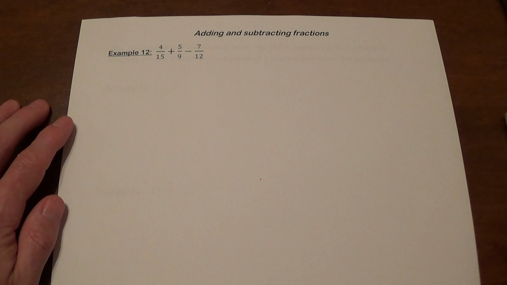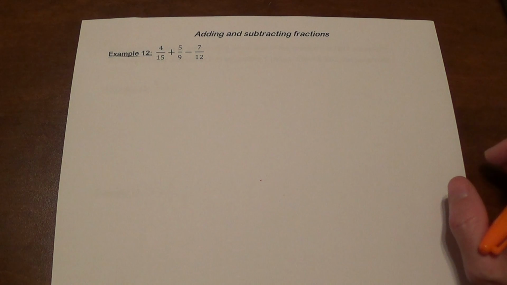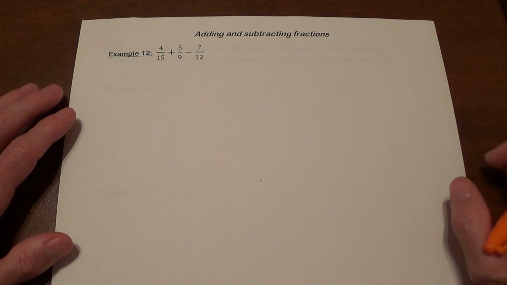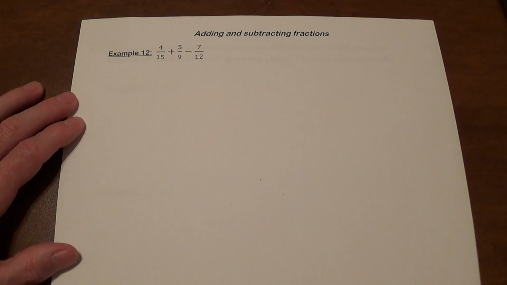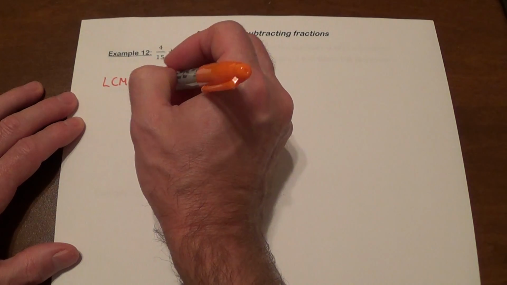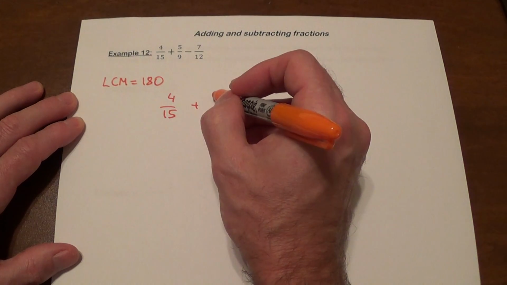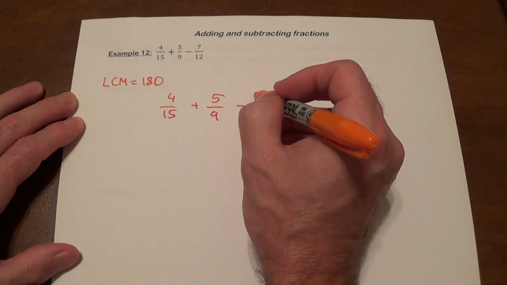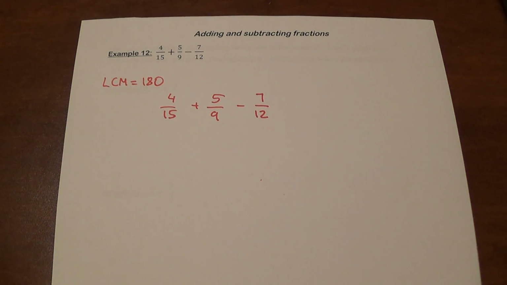Alright, now we have this example where we have three fractions. The challenge here is that you need to figure out a number that is divisible by all three numbers, 15, 9, and 12. That number is actually going to be 180. So the least common multiple is going to be 180. For each fraction that's involved, you're going to have to figure out what to multiply the numerator and the denominator by to get 180. The first fraction you're going to have to multiply by 12.